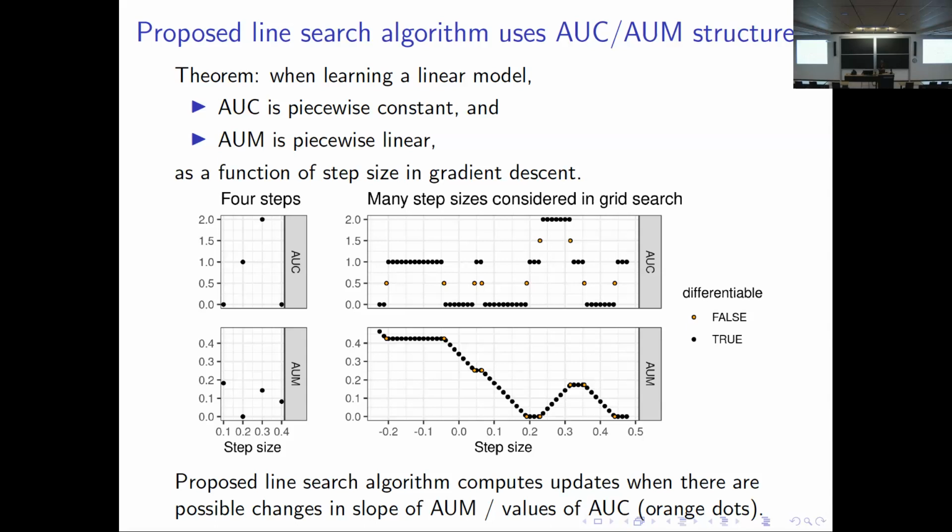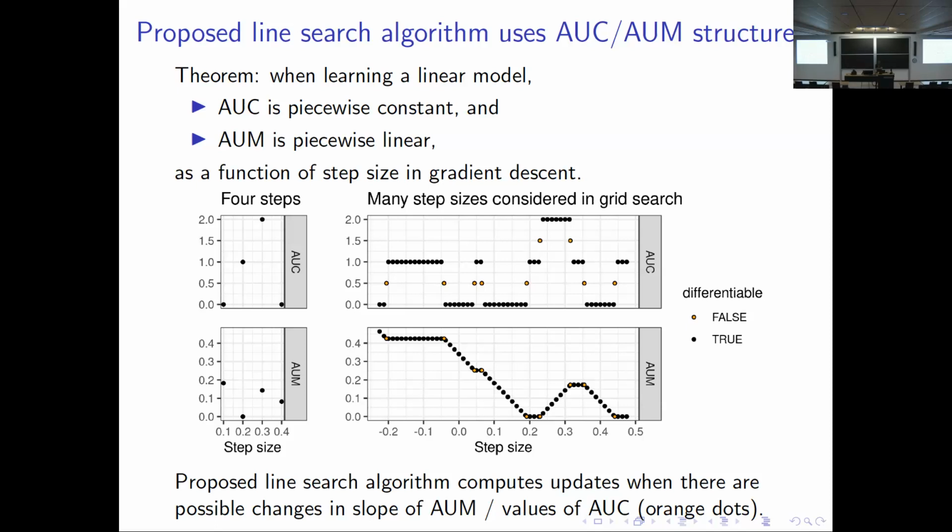So do we have any questions about that? Or what is a line search? Can you comment on why it is piecewise linear and the other one? Yeah, that's a good question. So why is the AUC piecewise constant and why is the AUM piecewise linear? Is that right?